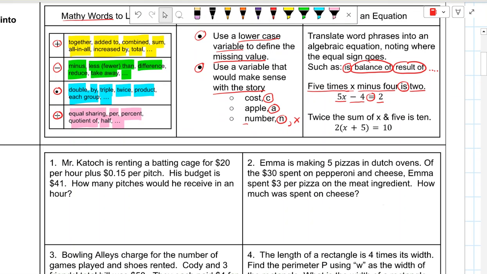The next example, we have twice. Twice means 2, and that's 2 of something that we need to multiply. Well, we're multiplying twice the sum. Sum means to add, and we have the addition sign right here. What are we adding together? X and 5. So you can see the x and the 5 are adding together, and we want to know what twice the sum of that is. So first you have to add these and then multiply it by 2. And then we have the fancy word is, which is the equal sign, 10.